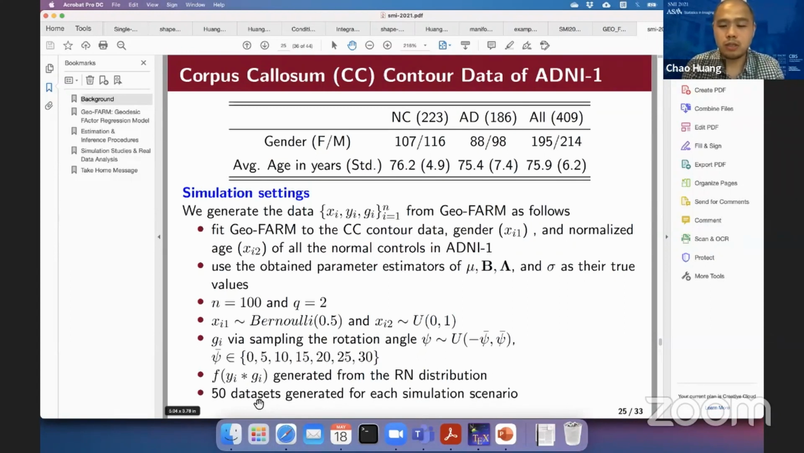For these rotation angles, we generate from the uniform distribution from negative psi bar to psi bar. Here the psi bar can take multiple values, because we want to see different scenarios to see the performance of our model. After that, we can generate the FYI star GI from the Riemannian normal distribution. And for each simulation scenario, we simulated 50 different data sets.